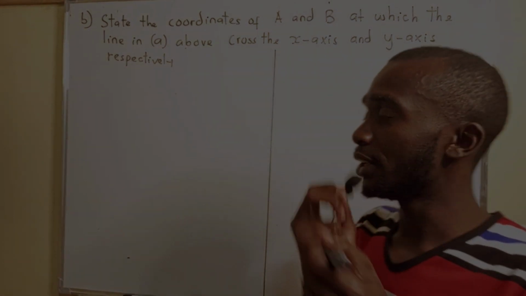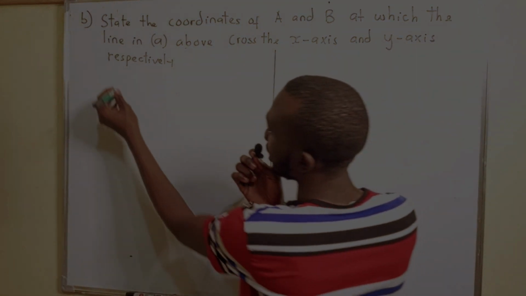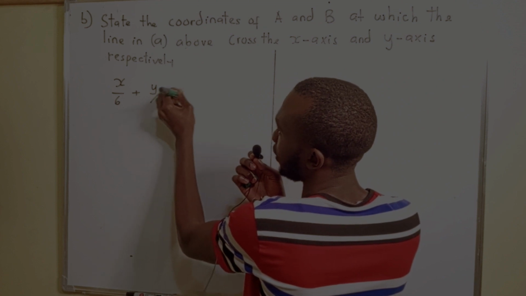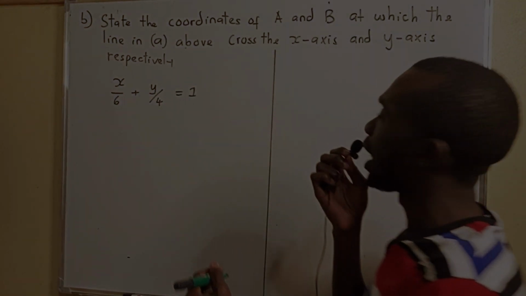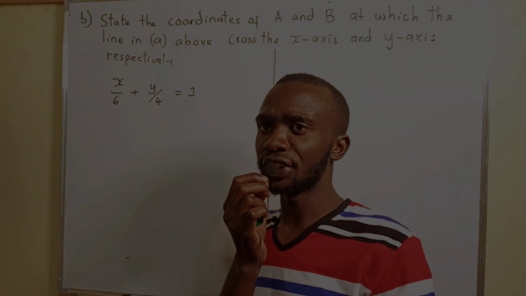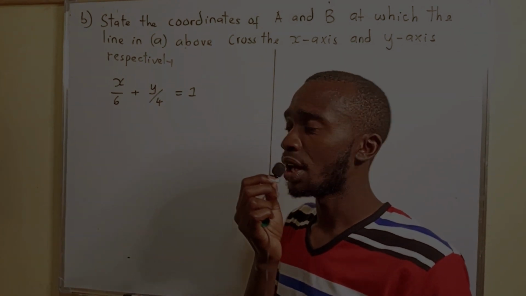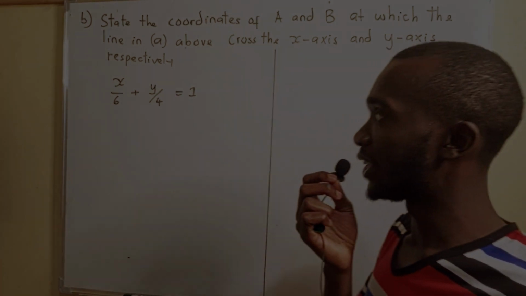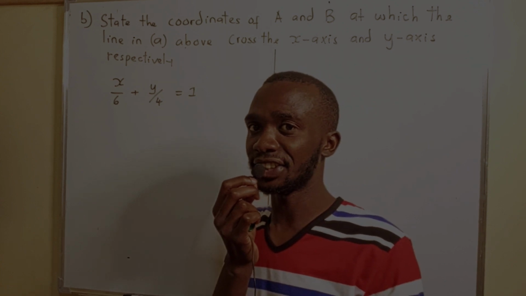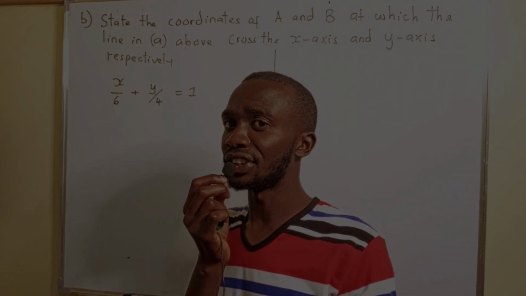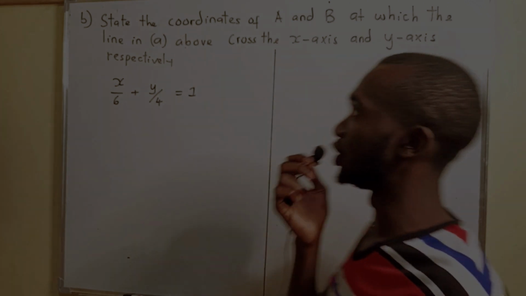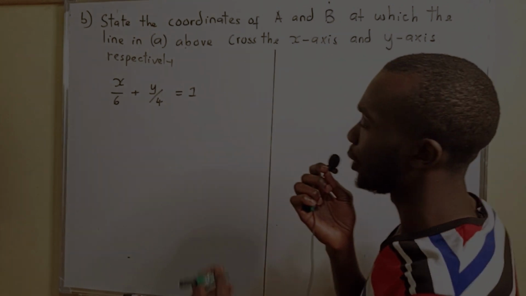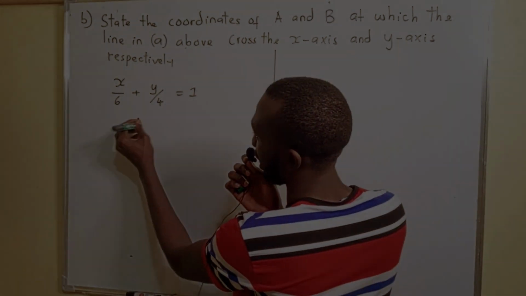So the equation of that line, we obtain it as x over 6 plus y over 4 is equivalent to 1. So now, the point where the line crosses the x-axis is the x-intercept of that given line, and the point where the line crosses the y-axis is the y-intercept of that given line. At the x-intercept, where any given line crosses the x-axis, the value of y is equal to 0. So point A is the x-axis intercept, that is the x-intercept.